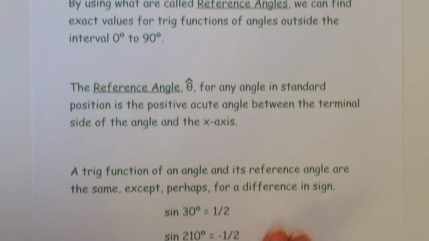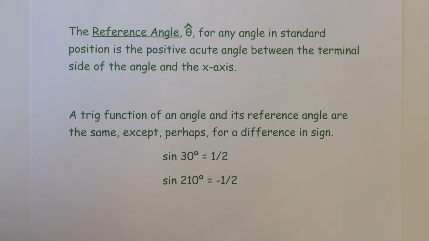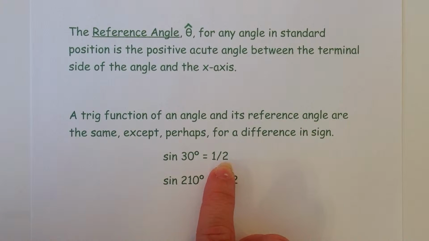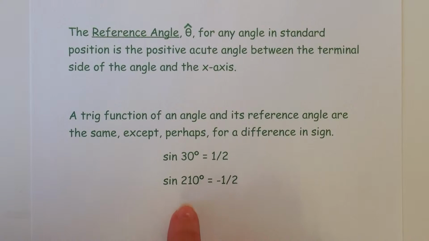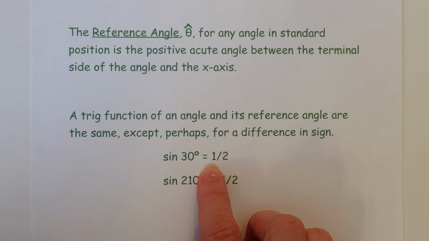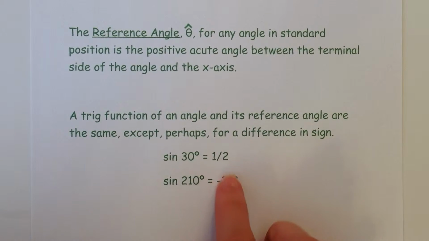One other statement that I have here says a trig function of an angle and its reference angle are the same except perhaps for a difference in sign. So, of course, this is one of the exact values that you already know. We know that sine 30 degrees is equal to 1/2. So by knowing how to use reference angles and work with those, we will be able to come up with, say, the value of sine of 210 degrees, which happens to be -1/2. So that's what it means by perhaps a difference in sign. This one is a positive 1/2, this one's a -1/2. Sometimes they're exactly the same, but they can differ by sign.